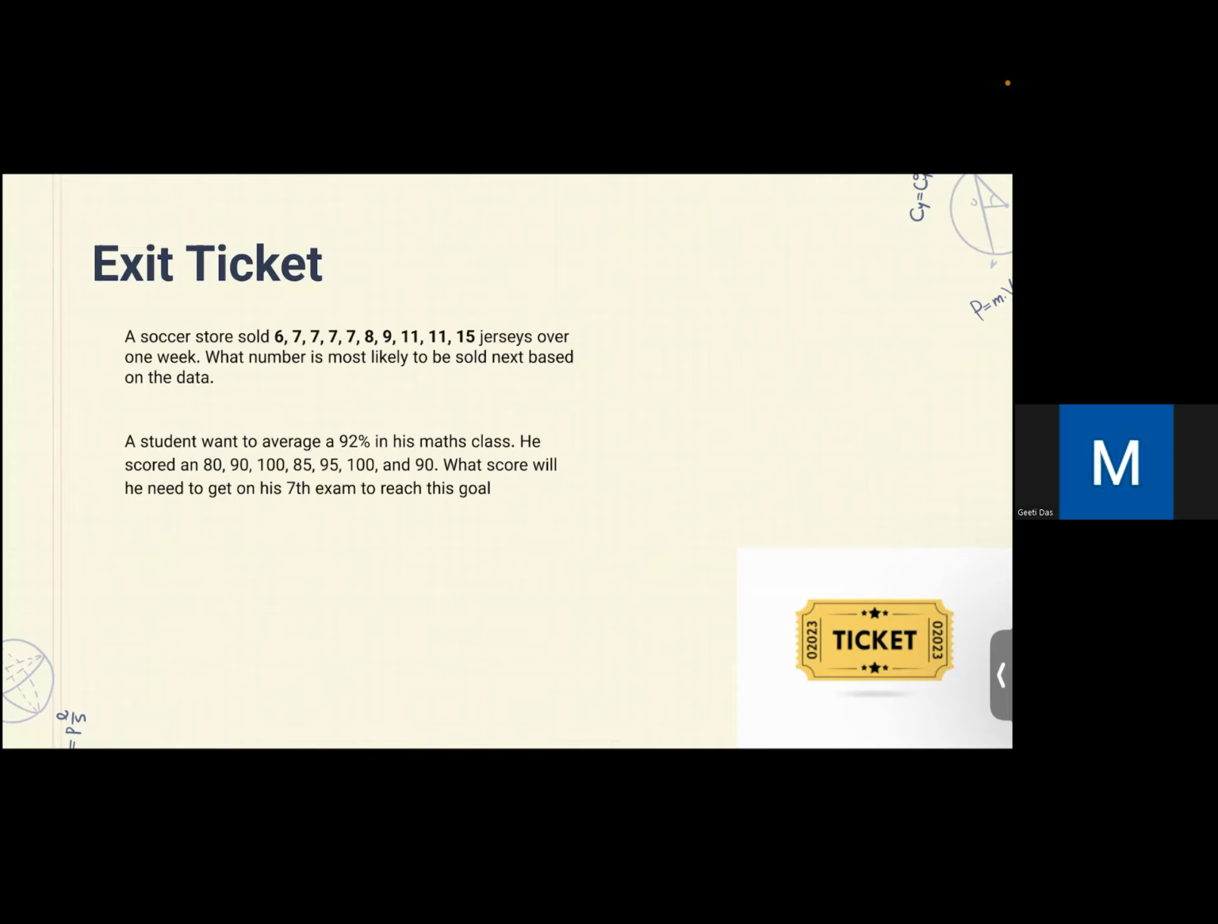Jersey means sweatshirt, tell them. Ma'am, Assamese koribone course. What? Sir, you can speak the question in Assamese. Shall I do it? Yeah, I will do it.